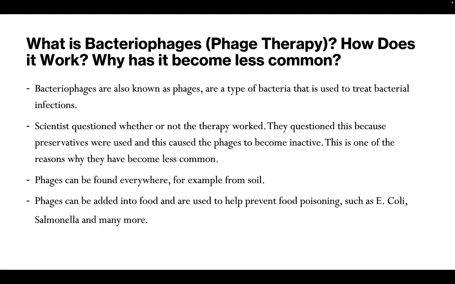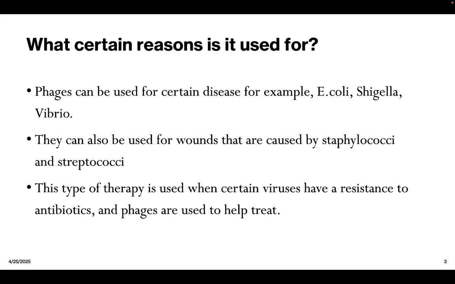Phages can be added into food and are used to help prevent food poisoning, such as E. coli, salmonella, and many more. What certain reasons is it used for? Phages can be used for certain diseases, for example, E. coli, Shigella, and Vibrio. And those are GI tract infections. So again, the phages are added into the food. They can also be used for wounds that are caused by staphylococci and streptococci.